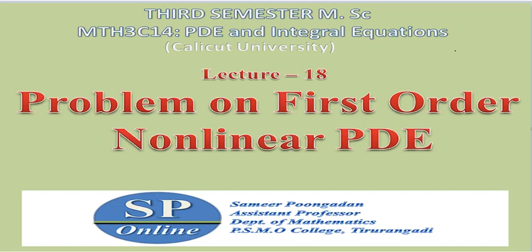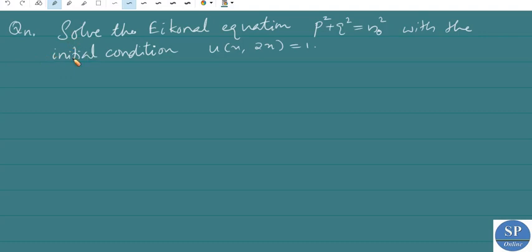In the previous lecture, we discussed the method of finding the solution of first order nonlinear PDE. In this lecture, we are discussing a problem on first order nonlinear PDE. Here we have a problem: solve the eikonal equation p square plus q square is equal to n naught square with the initial condition u of x, 2x equal to 1, where n naught is a constant.